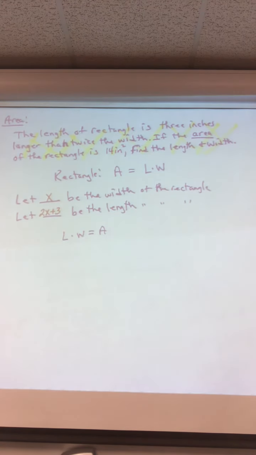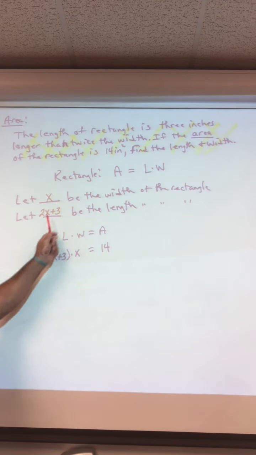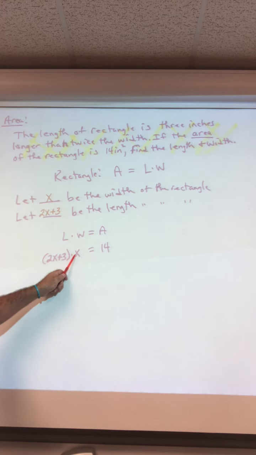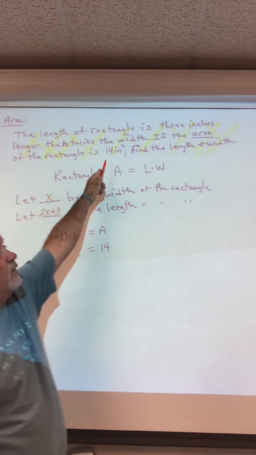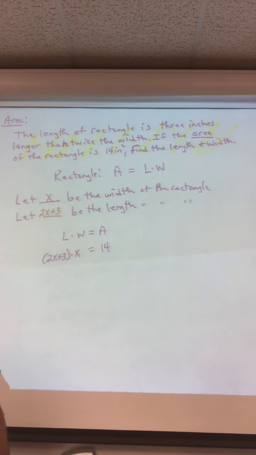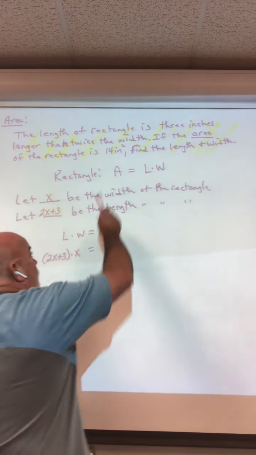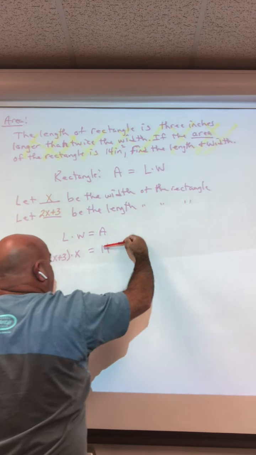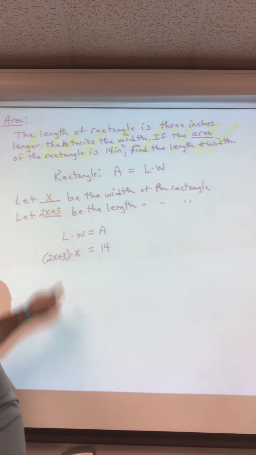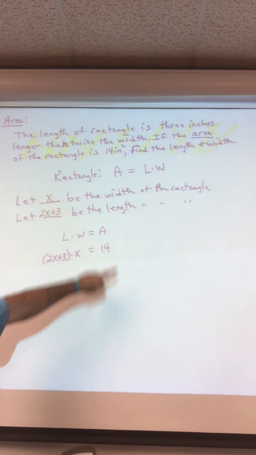Now do length times width equals area. What is length? 2x plus 3. What is the width? It's x. Length 2x plus 3, the width is x. Equals, and then the area we were told is 14 square inches. Now that square is on the inches. It's not on the 14. So this is just 14 right here. Length times width equals area.